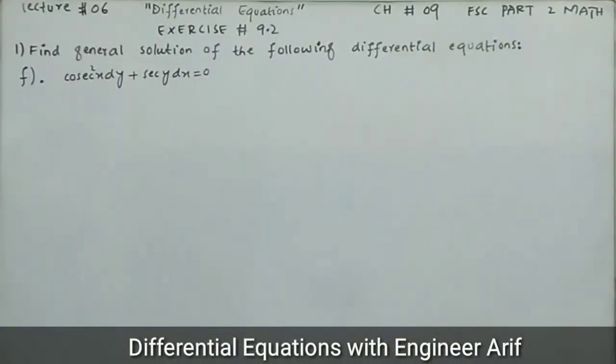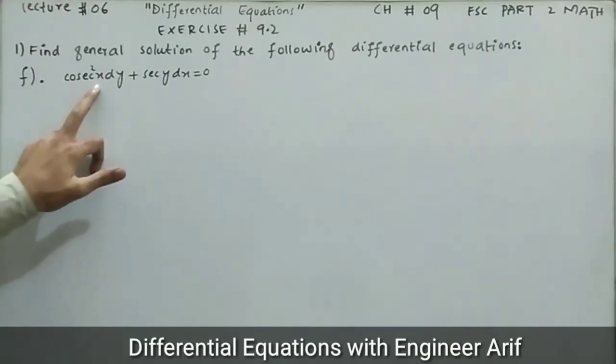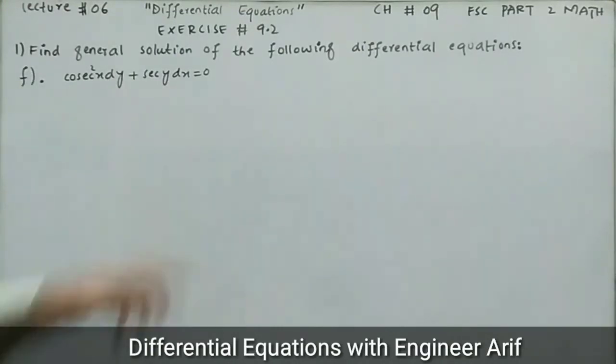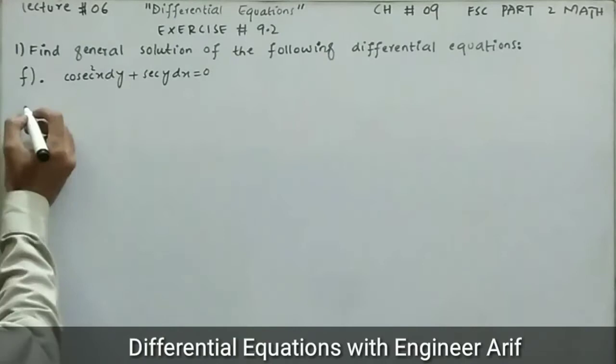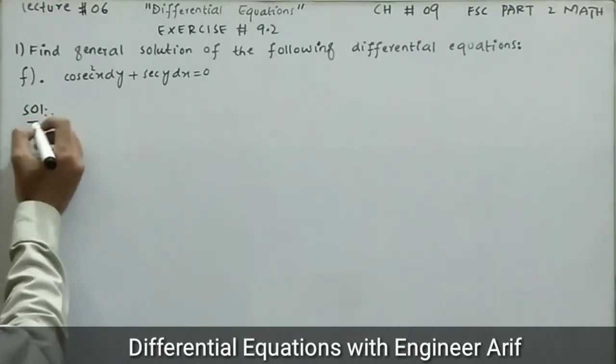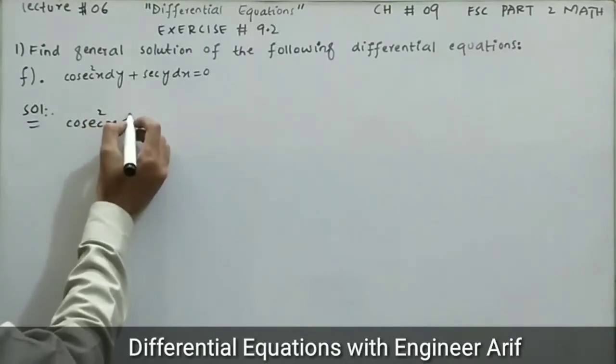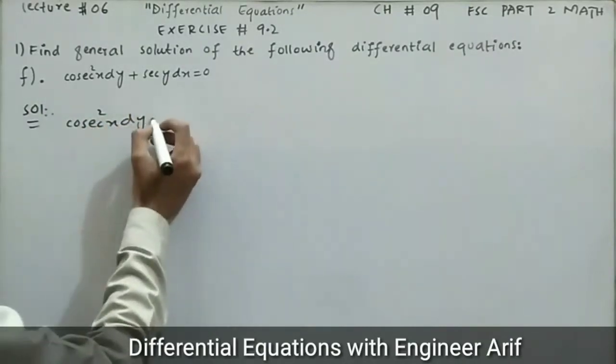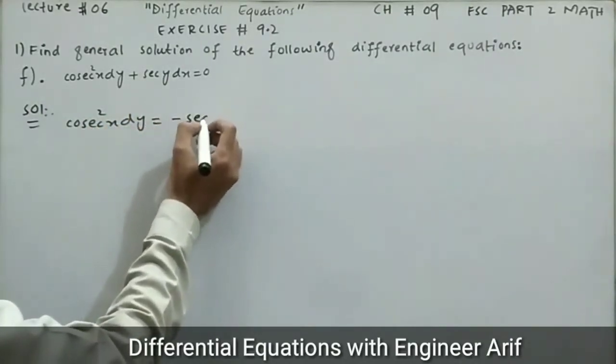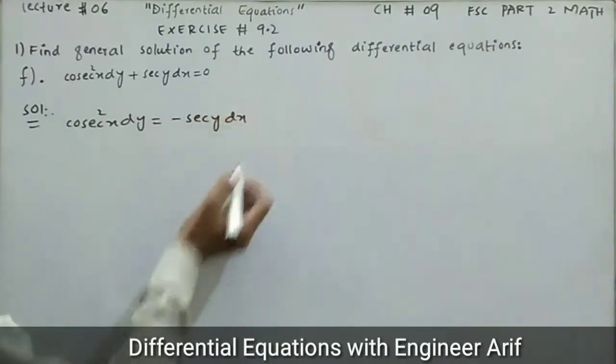Now let's understand the last part of today's lecture, part number 8 of the same question number 1. Cosecant square x dy plus secant y dx is equal to 0. Move to solution. Cosecant square x dy will come down as it is. Shift secant y dx on the right hand side, it becomes negative secant y into dx.